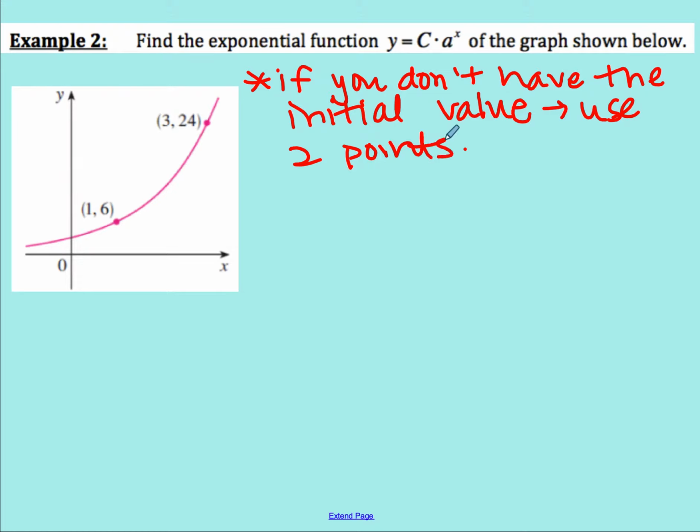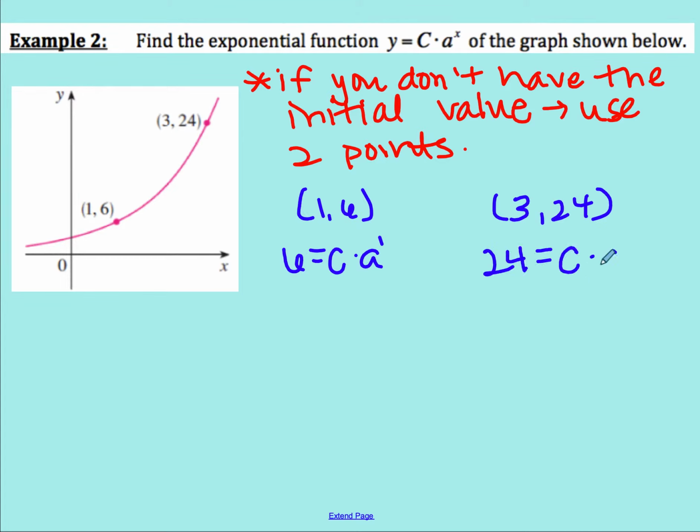Okay. So what we need to do is take your 2 points and plug in the information that you know to our general form of an exponential. I'm going to start out with 1, 6. I'm going to rewrite that in here. This is x and this is y. So 6 equals c times a to the x, which is 1. Then I'm going to do the same thing with my other point. I have 3, 24. So I plug that in. My y is 24 equals c times a to the third. Okay, so I plug in the information that I know.